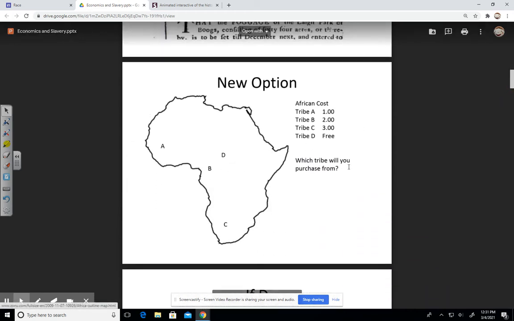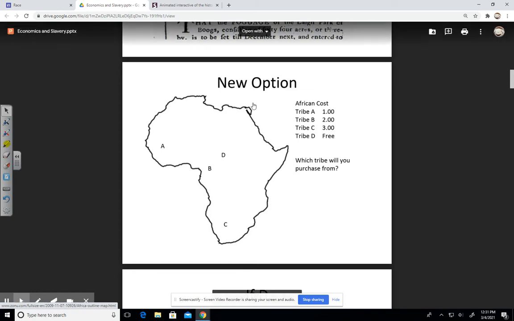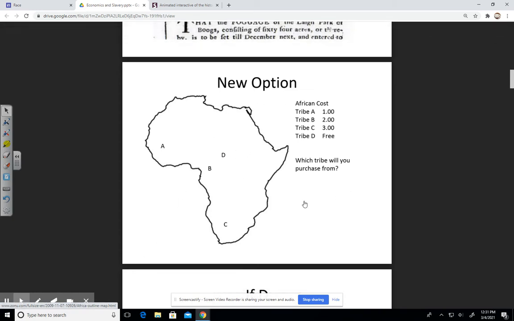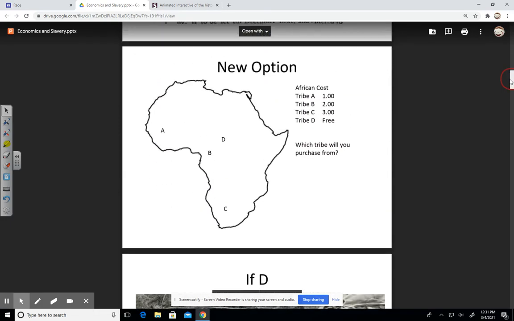So in this particular option, you have the transatlantic slave trade that is about to really pick up. And you already had enslavement in Africa going on since the mid 1400s. So there is a slave trade that is already in existence. And looking at this section here, if you're going to use African labor as another option, now here are your options. So you can choose tribe A, which would be here, tribe B, C, and tribe D, it's free. Which one would you acquire?